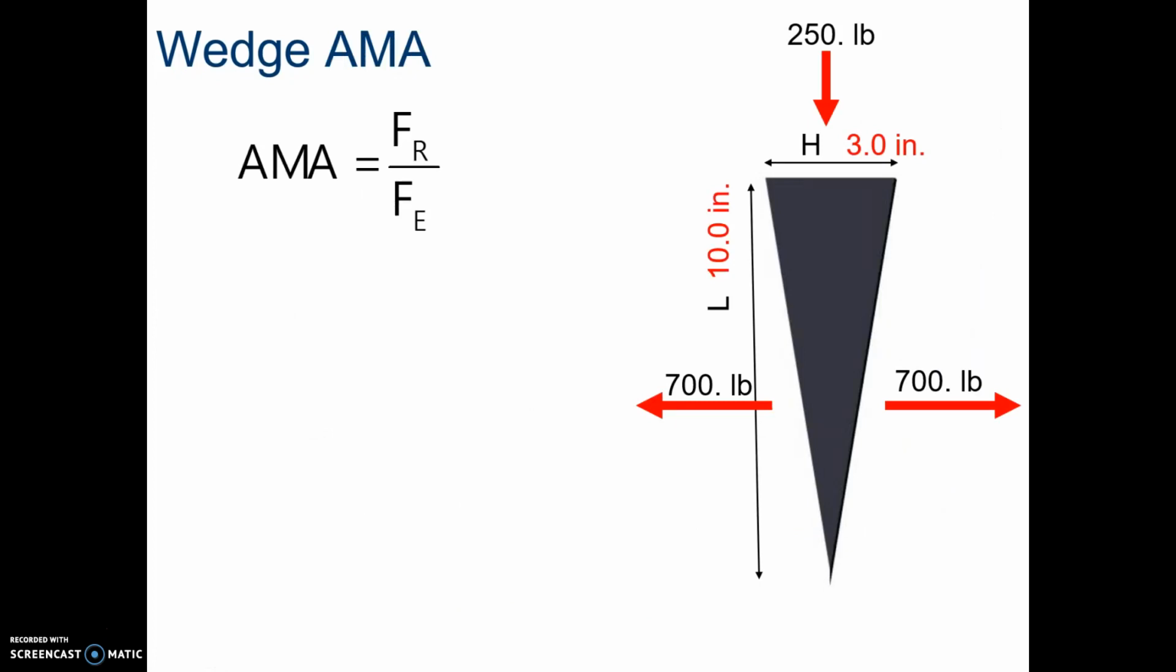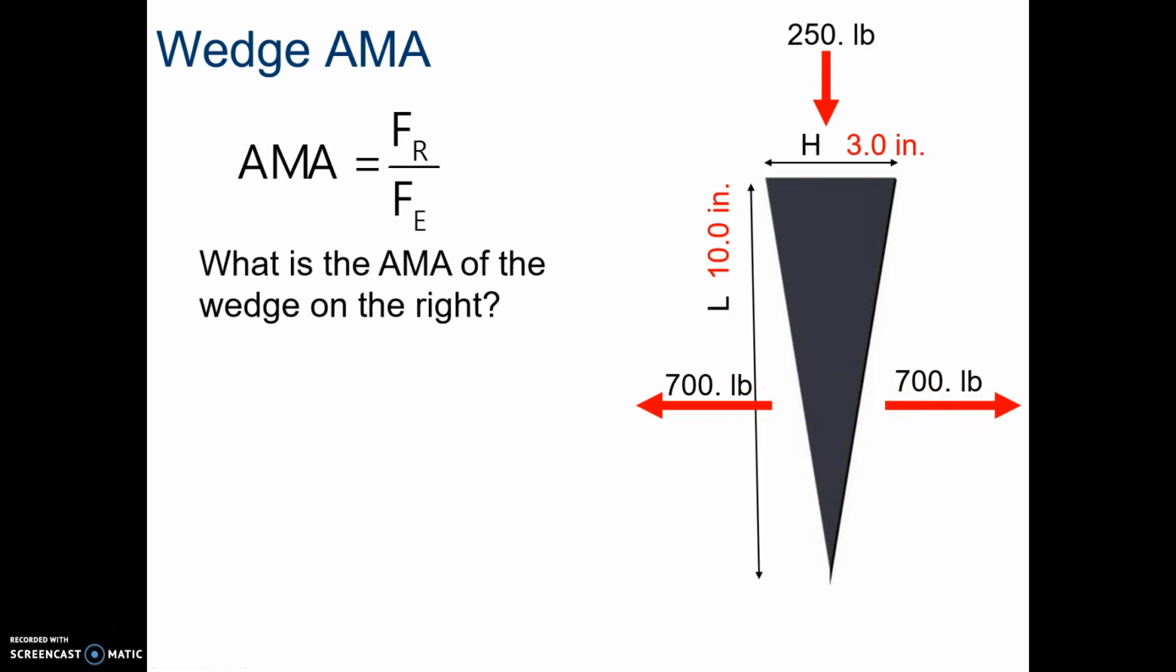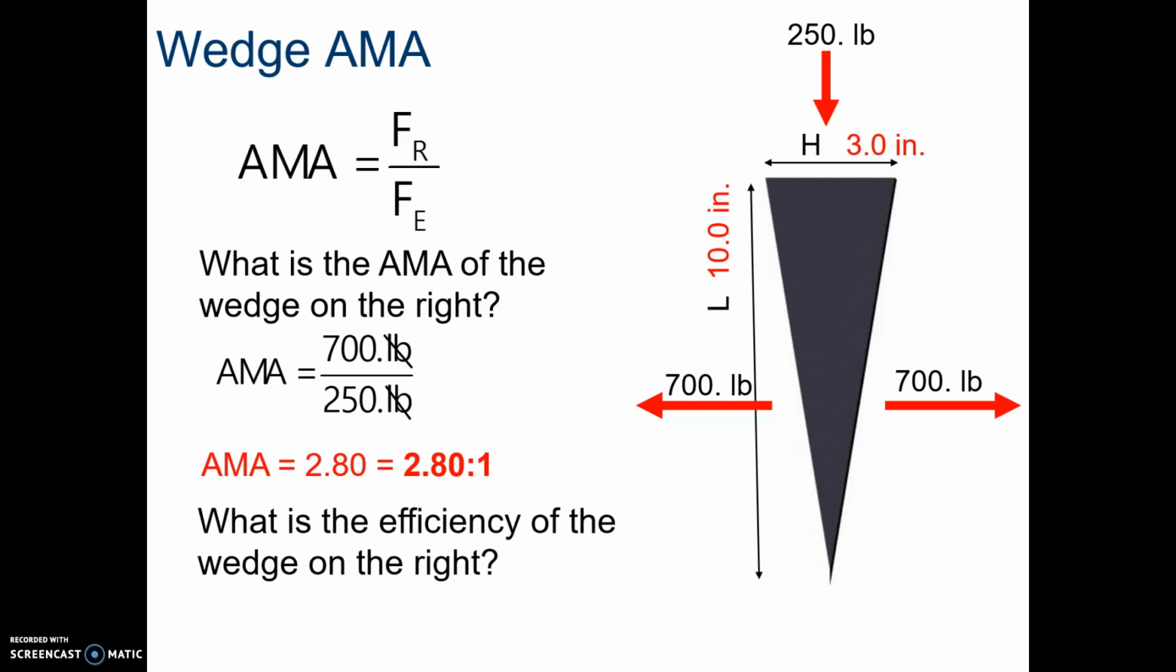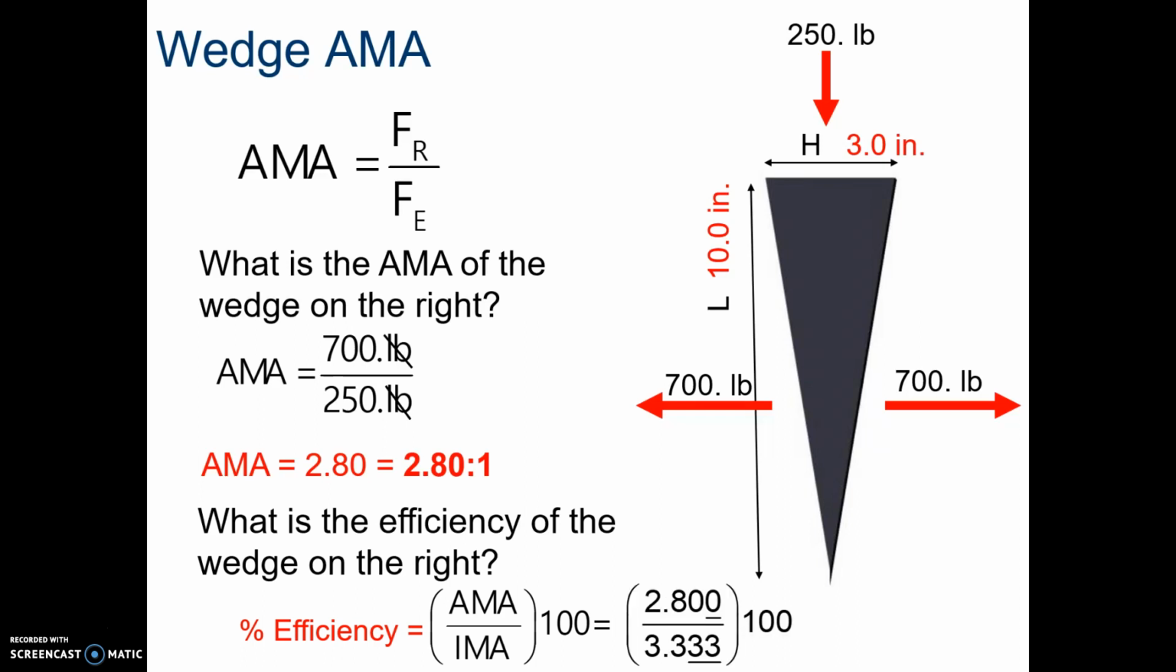For the AMA, we still use our resistance force over effort force. The effort here would be the 250 at the top of the screen. We said yesterday the 700 pounds goes out equally in both directions, but that's not a double force, it's just a single force of 700 pounds. So that would be the resistance force. So we have 700 divided by 250, the pounds cancel, and we're left with 2.8 to 1 as our ratio. For the efficiency of the wedge on the right, we divide our 2.8 over 3.333, AMA over IMA, times 100, and we get 84%.